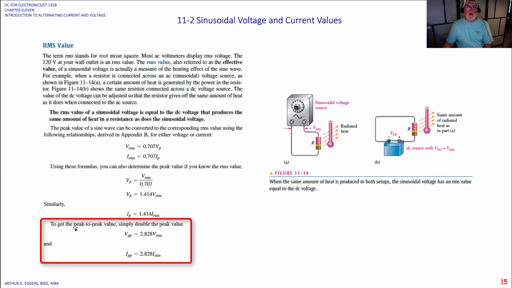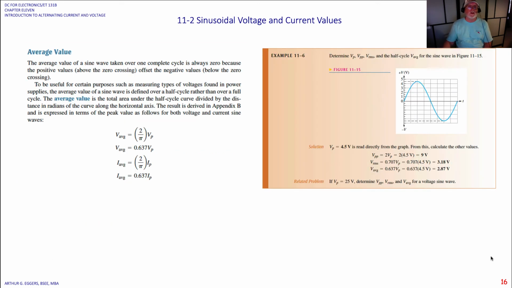If we have a peak-to-peak value, we end up doubling it because we know V peak to peak is twice V peak, so we get 2.828 times the RMS value. So again, write these formulas down in your notebook, and keep track of them because you are going to see them again and use them.